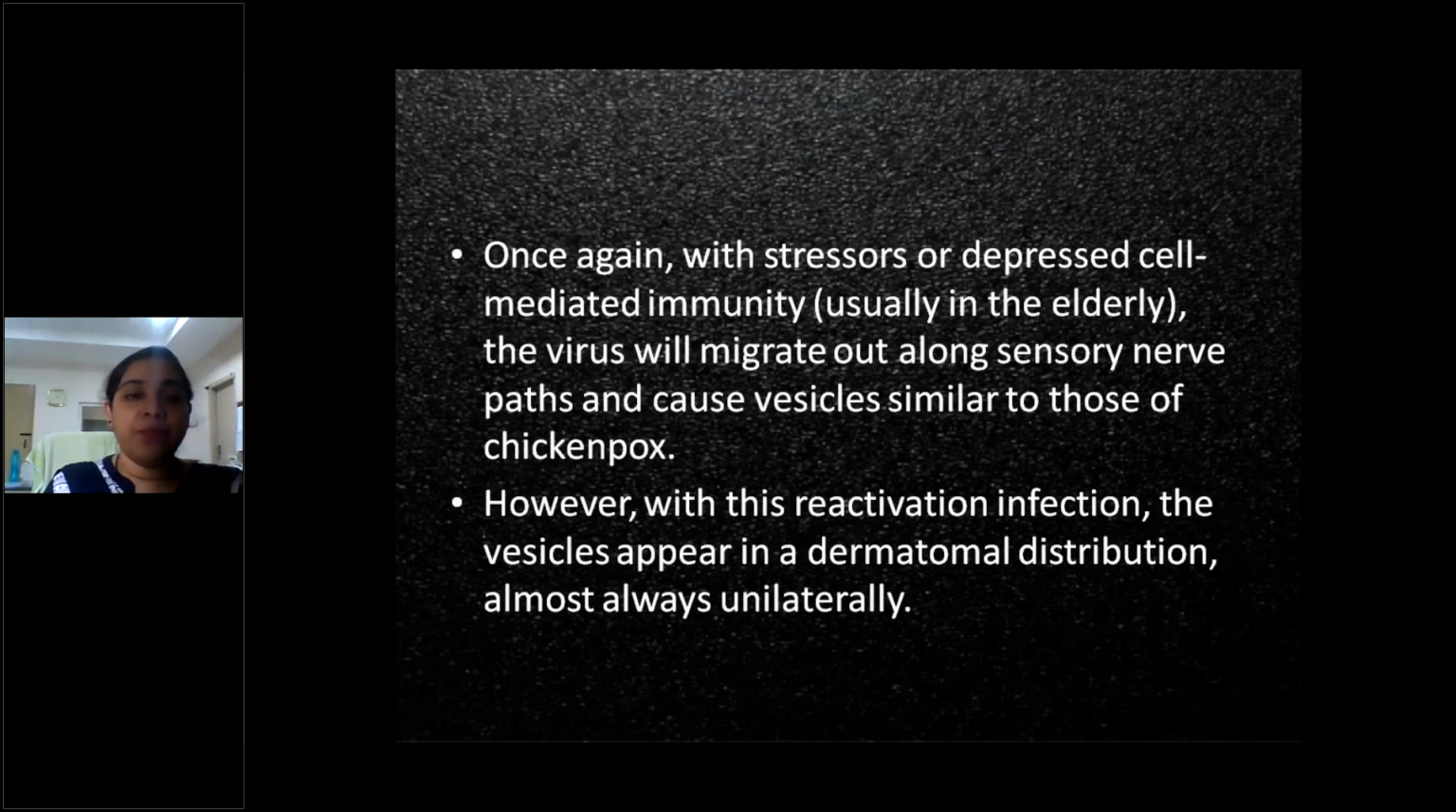Once again, with stress and depressed cell-mediated immunity, the virus will migrate out along the sensory nerve and cause vesicles similar to those of chickenpox. However, with this reactivation infection, the vesicles appear in a dermatome distribution, mostly unilateral.